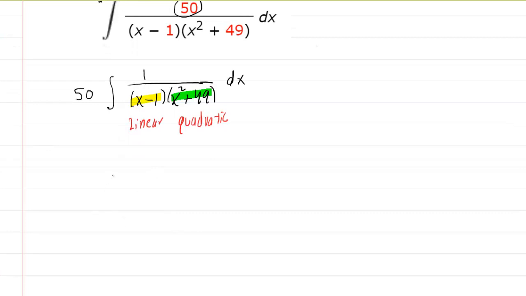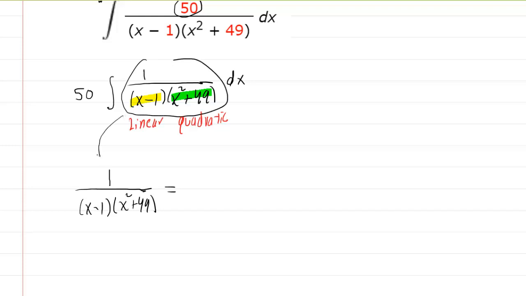We actually have to take the expression 1 over x minus 1 times x squared plus 49, and we have to rewrite it in a simpler manner, in a manner that allows us to integrate more easily. And we'll do that first, and then we'll come back and actually integrate. So for the time being, we're going to pull out that expression right here and just algebraically simplify it, and then we'll return and do the integration.